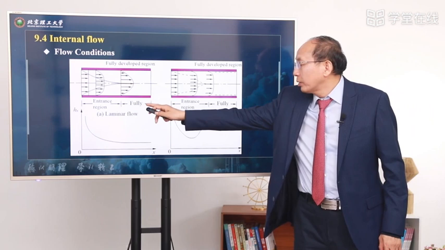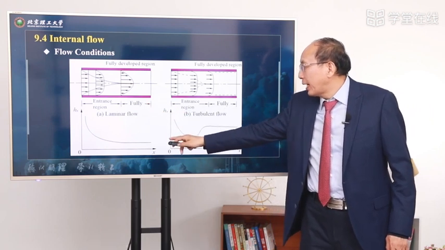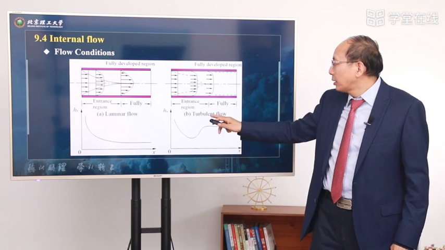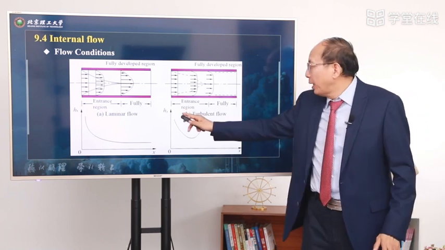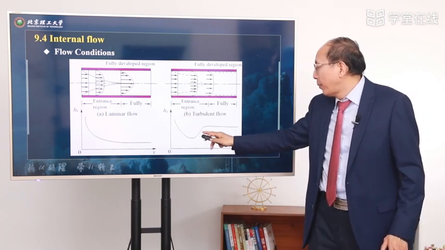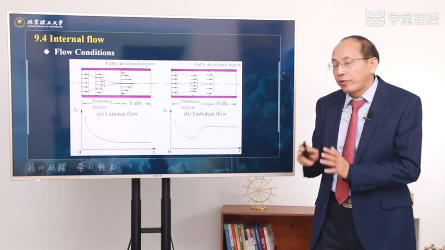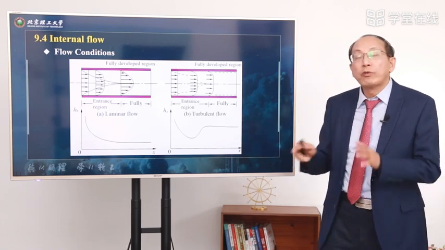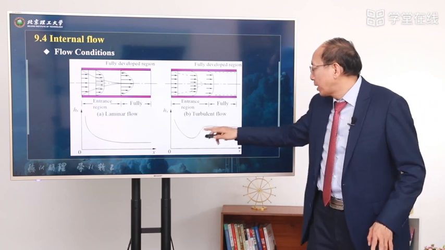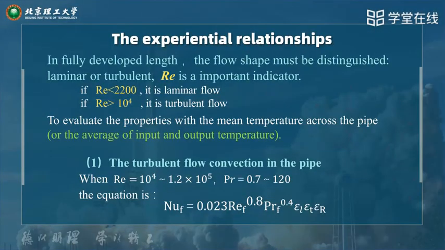In laminar flow, the Hx decreases with x. But in turbulent flow, it may be different. At the beginning stage, Hx may decrease with x. But once into the turbulent flow, there is a sudden increase in Hx, and then it changes very little with x, like this. The curve is like this. Okay, empirical relationships. Certainly we can use similar empirical relationships to calculate the internal flow heat transfer.